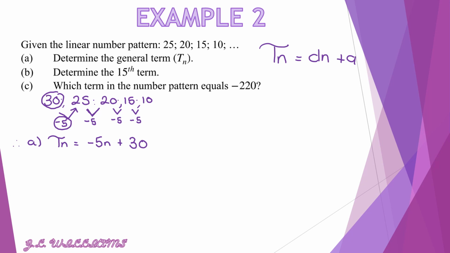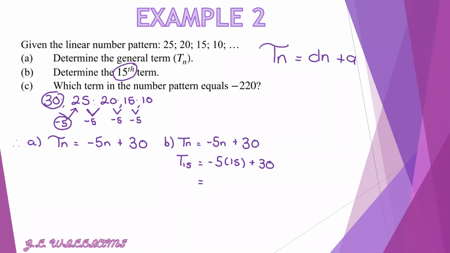The next question is to determine the 15th term. So what is the value of the term in position 15? We start off by saying that Tn is equal to minus 5n plus 30. So we now need to go ahead and substitute the values into this equation, right? So we know the position is 15, and so we want to know what is the value that is in term 15. What is the value of that number?